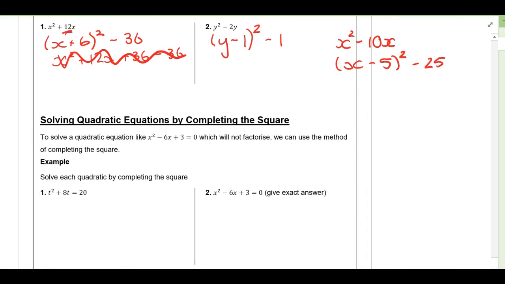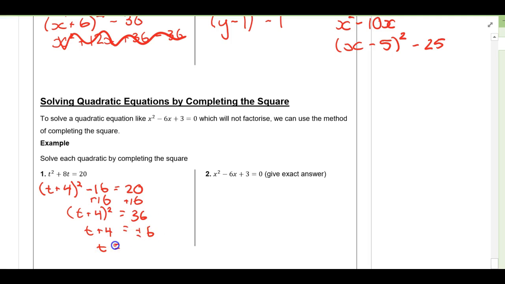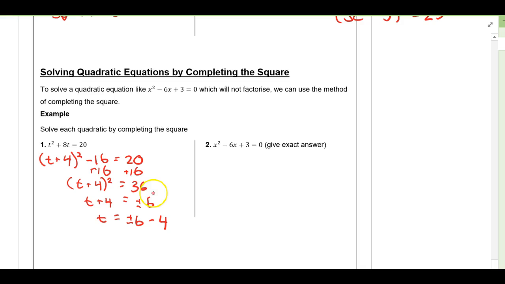Now the reason we do this is because sometimes it's easier to solve an equation like that. So if I have a look at solving this equation, I'm going to complete the square. Half of 8 is 4, squared, minus 16 equals 20. If I plus the 16, I'm left with (t plus 4) squared equals 36. t plus 4 equals square root, plus or minus 6. t is equal to plus or minus 6 minus 4. And that gives you your two answers because of the square root. And it actually is the quadratic formula, but it's a bit easier to do it this way.